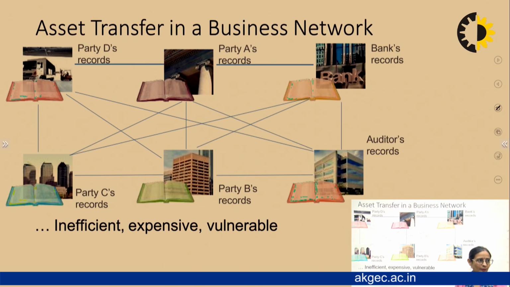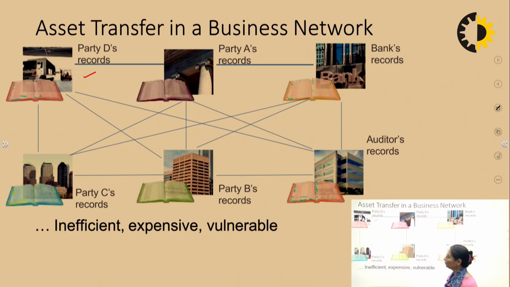This is a simple example where we are not using the blockchain. Here we are transferring a property or an asset from one party to another party. What will happen when we transfer the asset? Let's suppose party D is transferring some asset, maybe a car, a vehicle, to party A. Then we need to update the records of party A, for example the license number, it could be your car registration number and so on. Then we need to update the records of the bank.